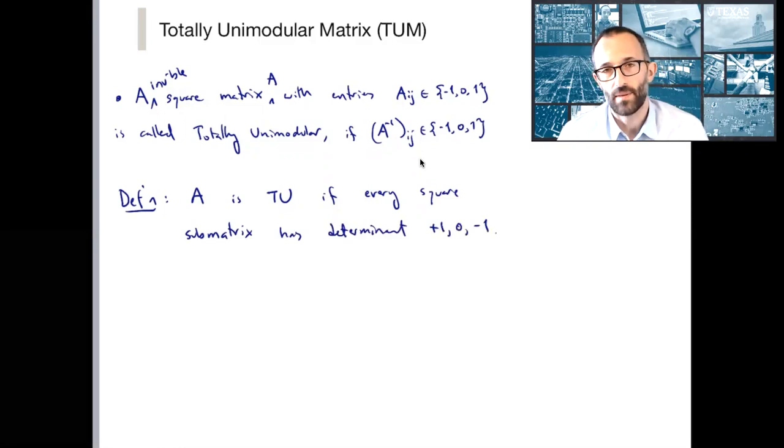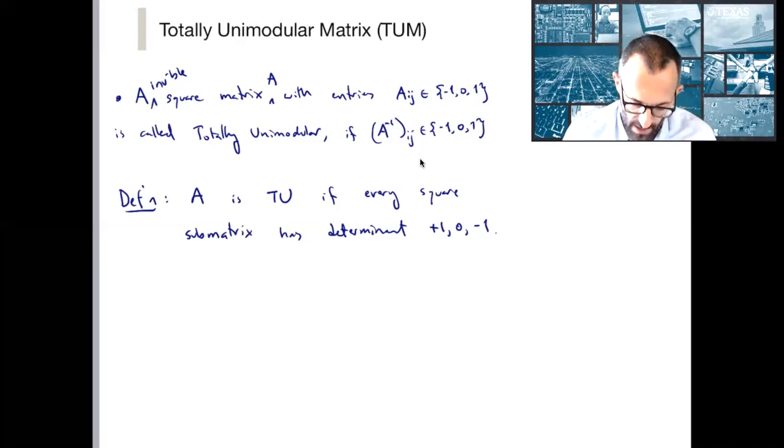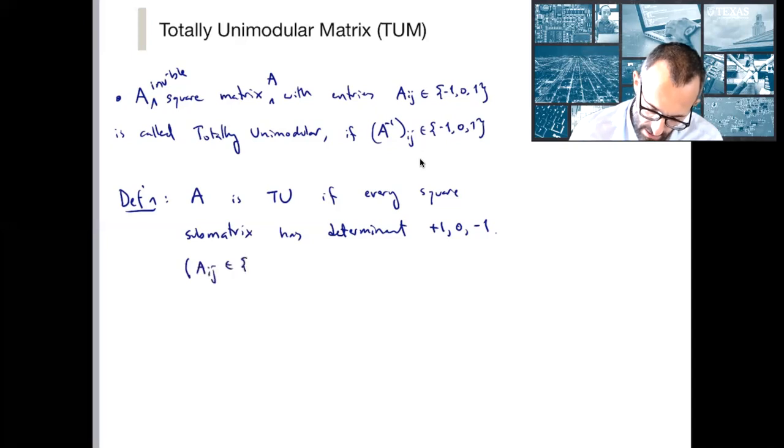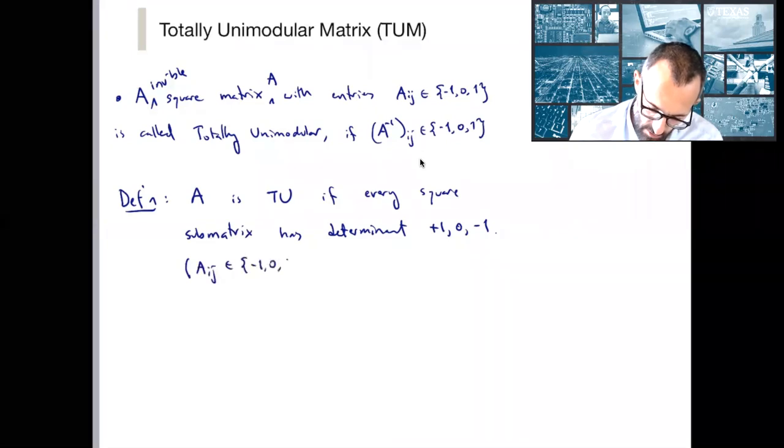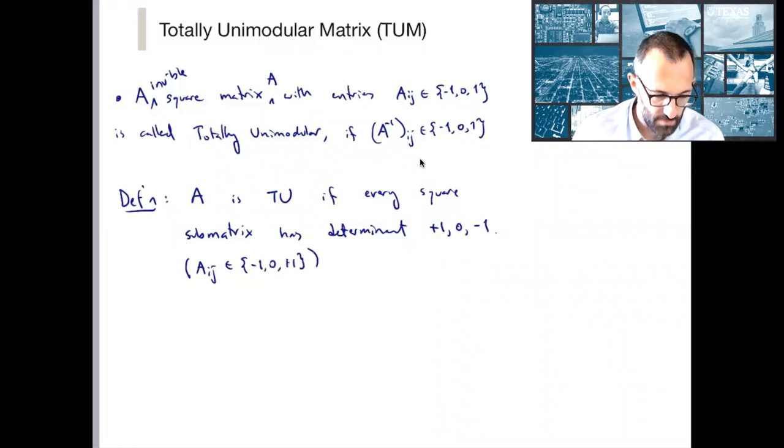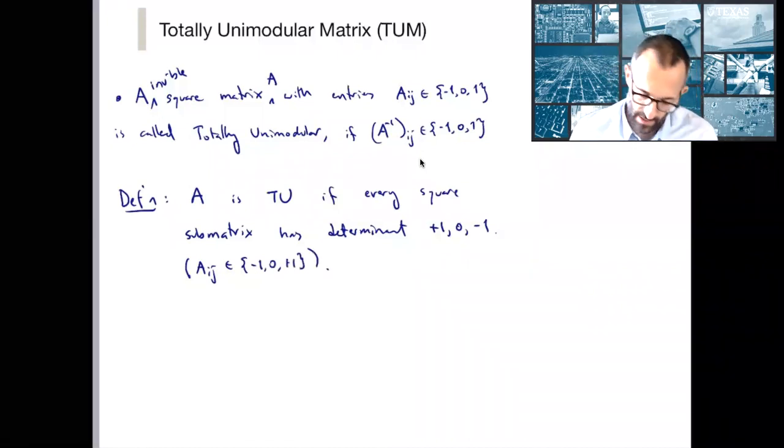And note that this immediately implies that A has to have entries in 1, 0, or -1, since any individual entry is a square submatrix of A. So I should just note that this implies that Aij is in -1, 0, +1. And let me just note this explicitly: A need not be square.